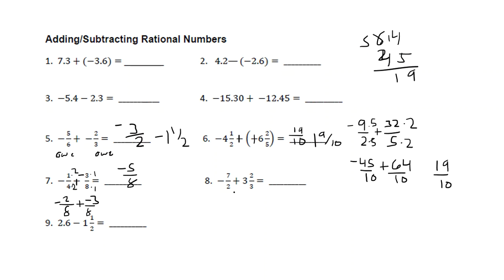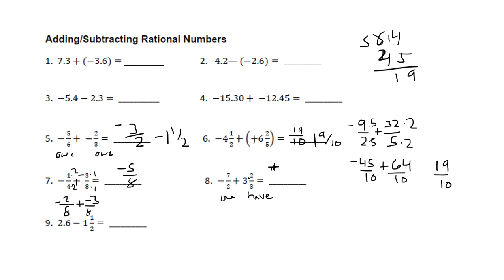Number 8, negative 7/2 plus 3 2/3. So this is owing. This is having. Anytime our two numbers are different signs, we're going to subtract the two numbers. In this case, our having amount is bigger than our owing amount, so we are going to end up having. Okay, so our answer is going to end up being positive.